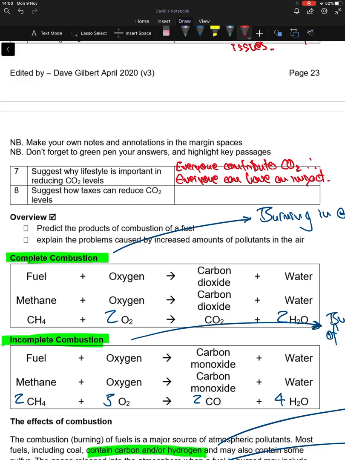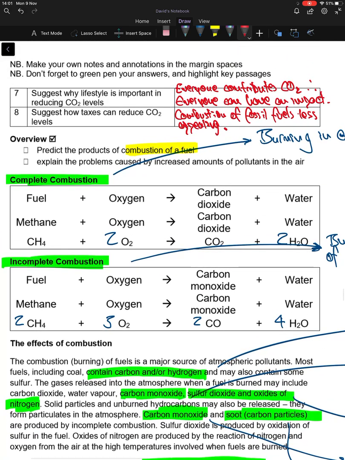Suggest how taxes can reduce CO2 levels, so it makes combustion of fossil fuels less appealing. And that's what we're going to talk about initially today. So, predict the products of the combustion of a fuel. So remember, combustion is another word for burning. And there are 2 equations that's worth you getting your head around.